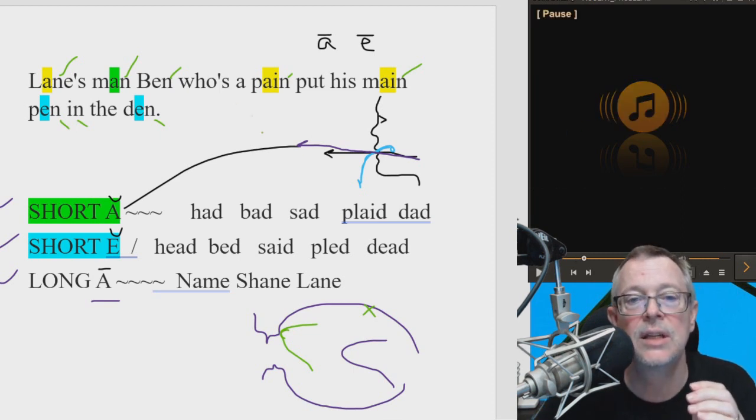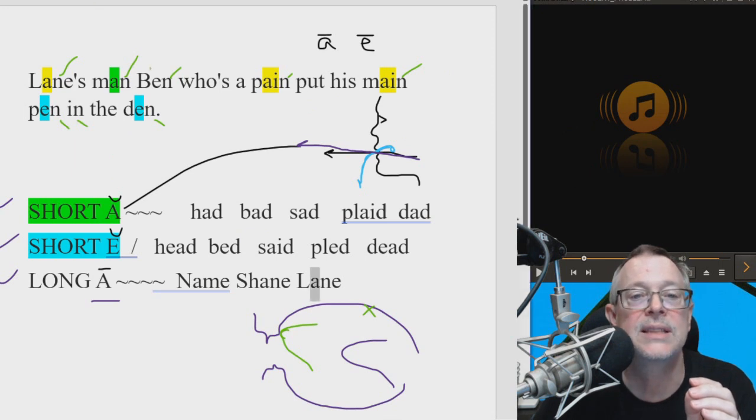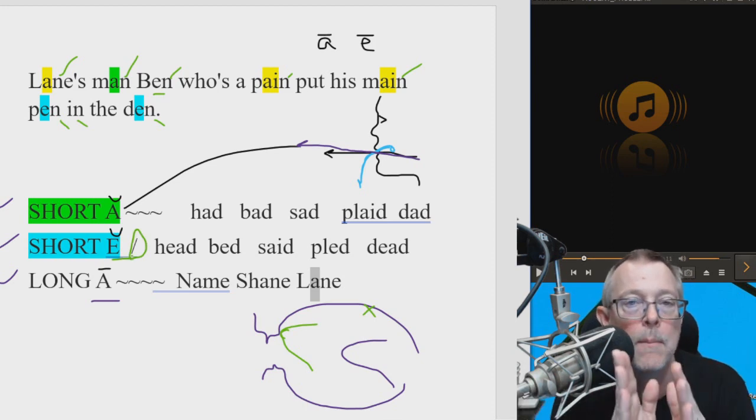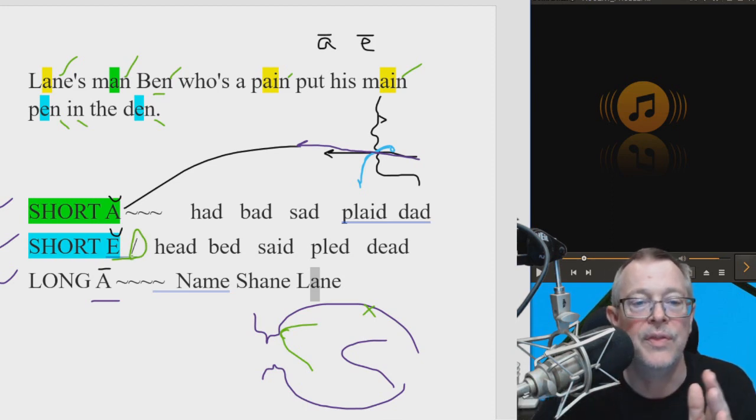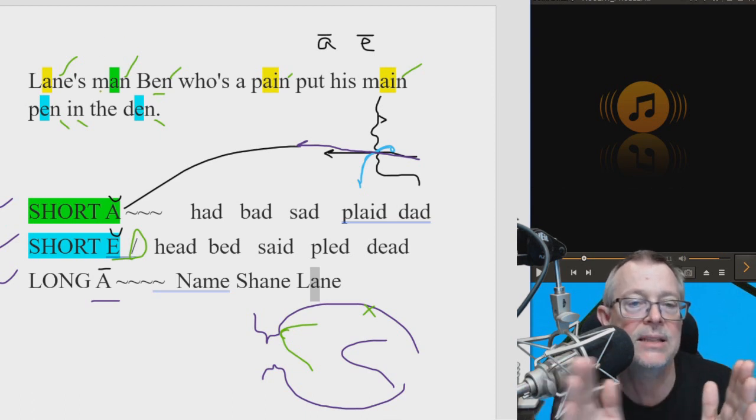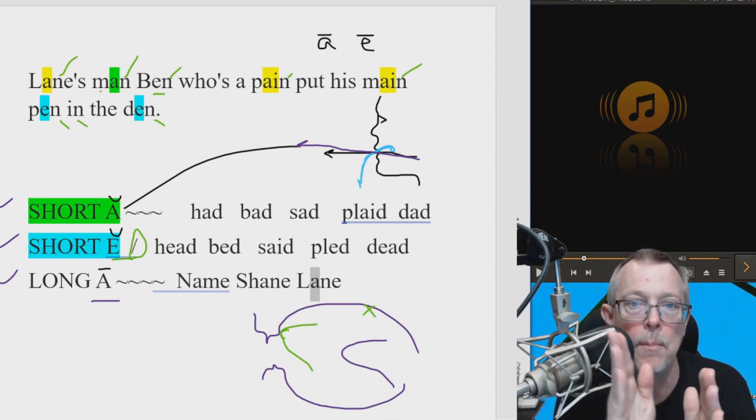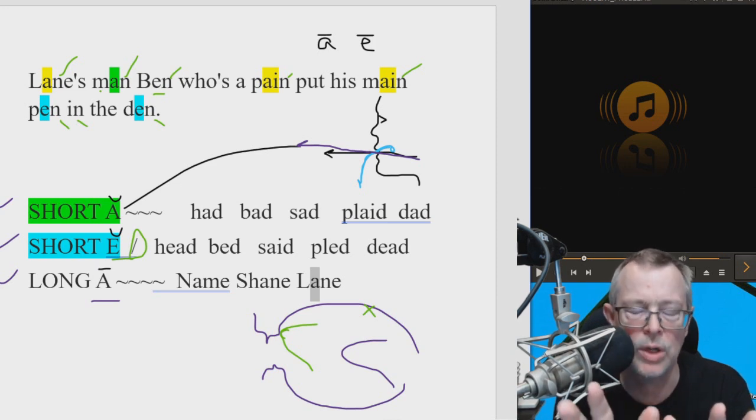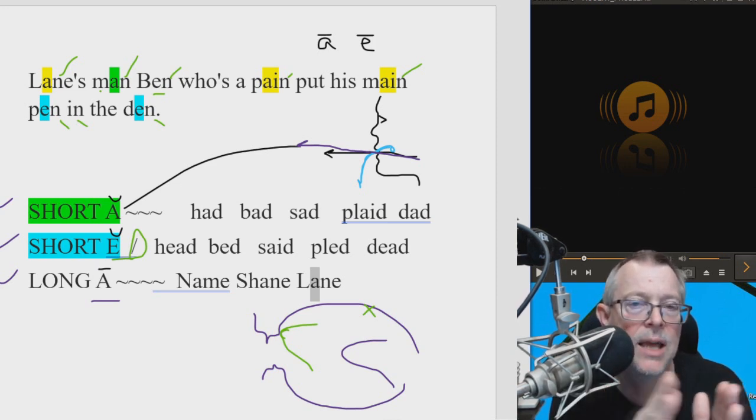Now, this is an E. Where is my pen? There we go. This is a short E, so don't stretch the E, right? We want to keep it short. Don't say Ben. Say Ben. Ben. This short A, these A's we can stretch. Lane's man, Ben. Concentrate. You have to. Lane's man, Ben.